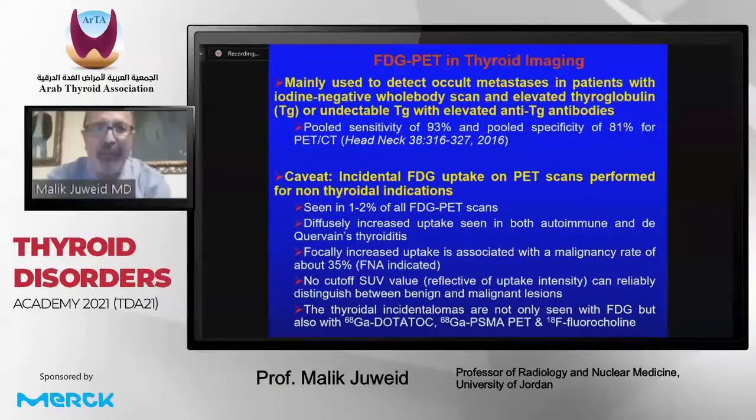So other imaging modalities in thyroid imaging are actually quite a few, but the important one is FDG PET imaging. And the main application here is to detect occult metastases in patients with an iodine negative whole body scan and elevated thyroglobulin, or undetectable thyroglobulin but elevated anti-thyroglobulin antibodies.